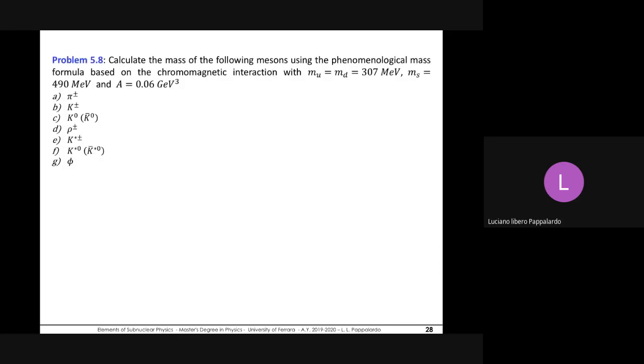Let me now conclude with a simple exercise. Here we need to calculate the mass of the following mesons using the phenomenological mass formula based on the chromomagnetic interaction, using this value for the constituent quark masses: 370 MeV for the up and down quarks, assuming that they are the same, and 490 MeV for the strange quark, and this value for the A parameter. So we have pions, charged kaons, neutral kaons, rhos, K star 0, and phi.